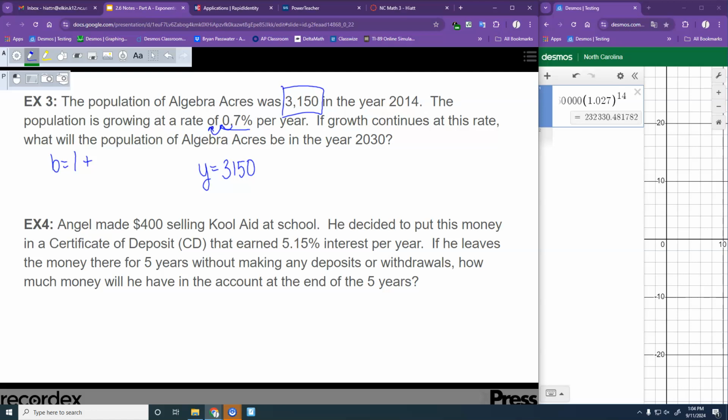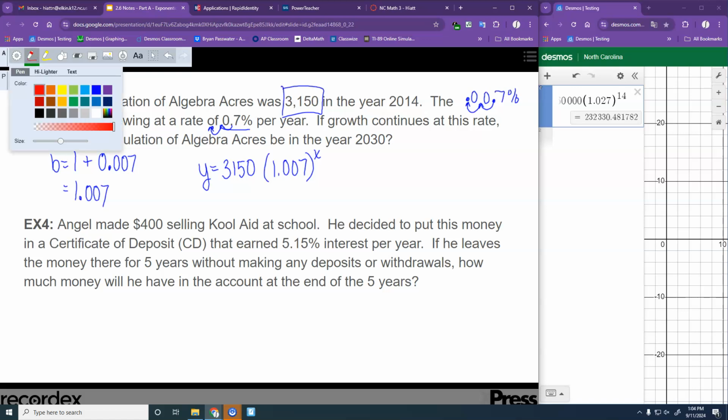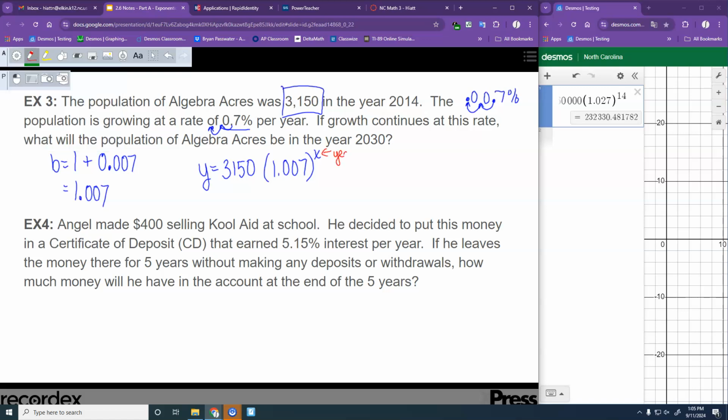So when I do that, let me do that where I've got a little bit more room. I've got 0.7%. So I'm going to move that decimal 2 places, and the blank spots, I've got to fill those in with zeros. So this is going to be 0.007, meaning that our B value is going to be 1.007 here. So that number goes here, and we raise it to the x power. In this case, that x right there is where we put years. And the y in this time is not our value, but our population.